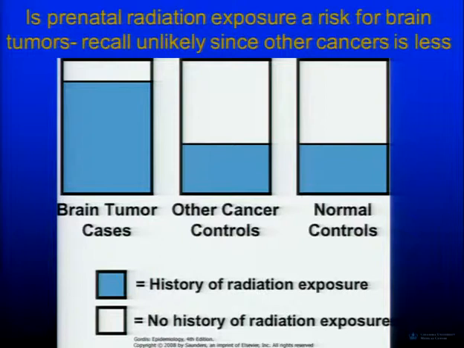If, on the other hand, this is the result we saw, so the prenatal radiation for brain tumors is much higher, and the other cancer controls that might be likely to have recall bias are more like the normal controls, then you can be a little bit more likely to think that radiation exposure is related to brain tumors, because you're going to have similar recall bias in the brain tumor and the other cancer controls. Since it's not shown there and you still have a higher rate of radiation here, then we can think more clearly that the radiation might be related to the brain tumor cases. So multiple controls can help in these kind of scenarios.